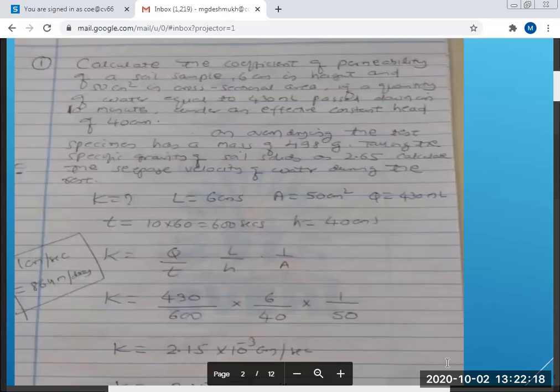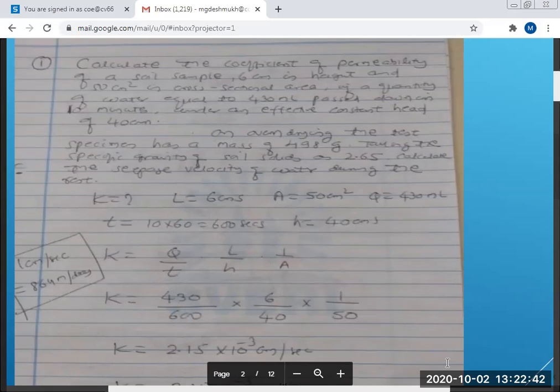Hopefully you got this answer. It is very simple, a constant head permeability problem. Everything is given to you, you have to find the value of K here. So K is 2.15 into 10 to the power -3 centimeter per second.